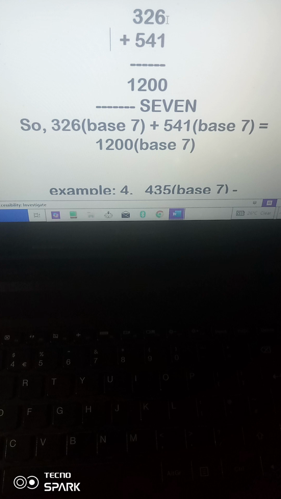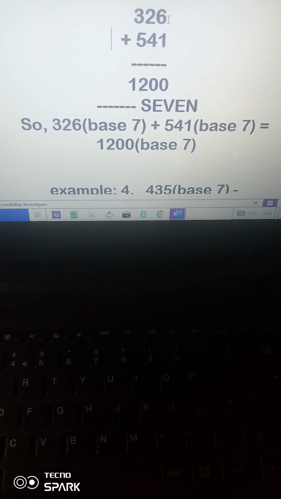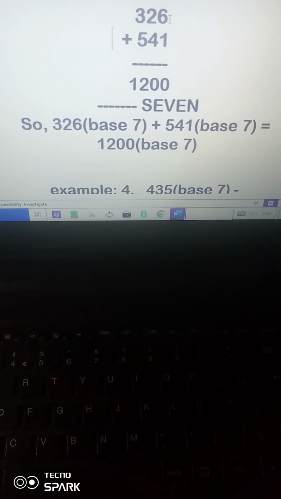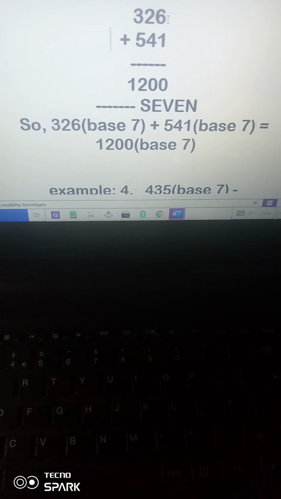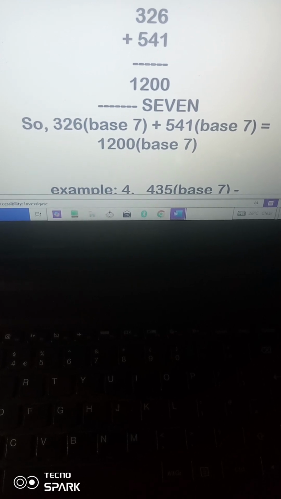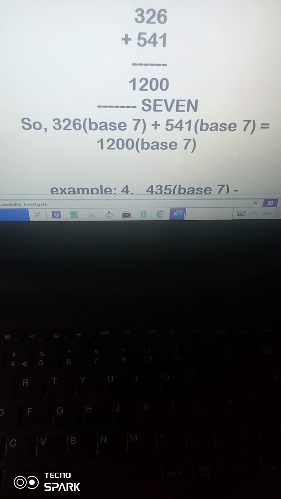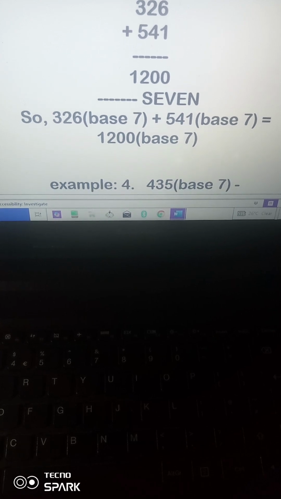So that 326 base 7 plus 541 base 7 will give us 1200 base 7. Can we go? Is there any question? Do you want to copy it? You can copy in 2 seconds. There we go.